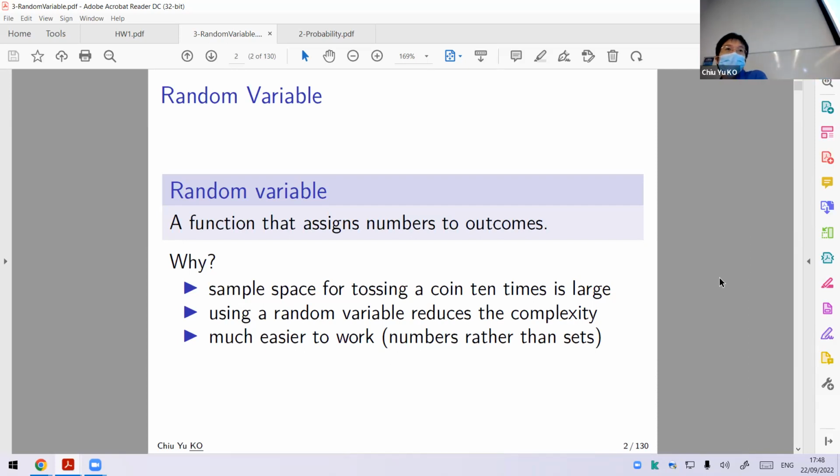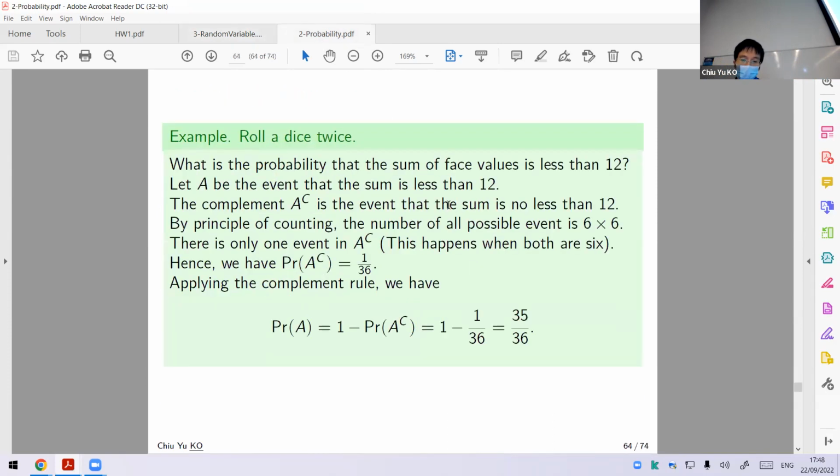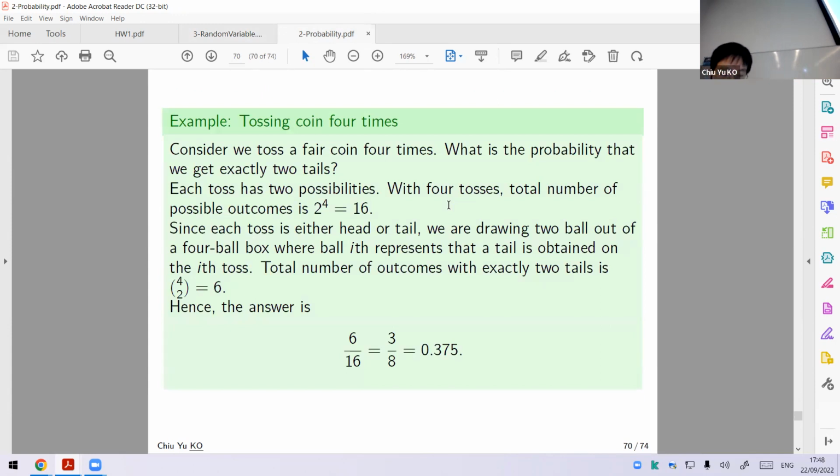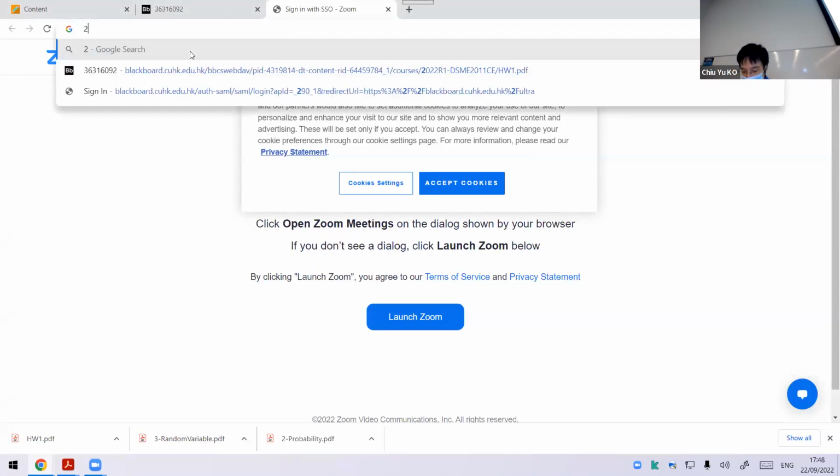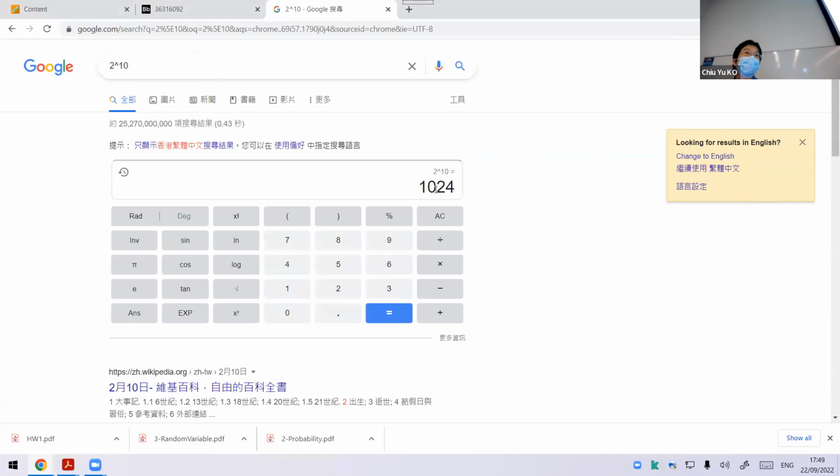You may want to ask why we need a number. Remember in the previous section, look at the very last example: if you toss a coin 4 times, the sample space is 16 outcomes. If you toss it 10 times, what is the number of outcomes? It's 2 to the power 10, a very large number. If you don't believe it, let's check. Excel is not coming out, so let's do Google. 2 to the power 10 is about 1,000 outcomes.